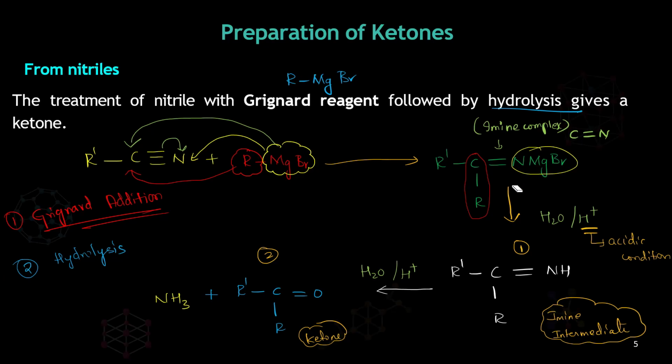This imine complex, under hydrolysis in acidic condition, will lose the MgBr and attach hydrogen. Whatever the proton is from the acid, that will attach here. On further hydrolysis, the NH will be removed and oxygen will be attached in that position. So that's how from nitriles we prepare ketones.